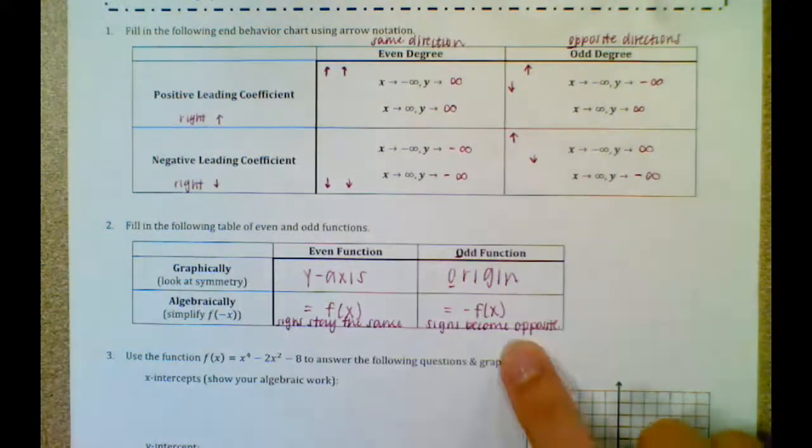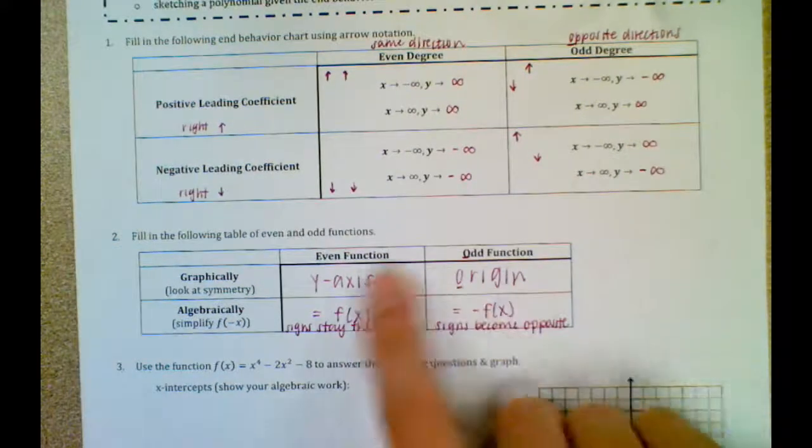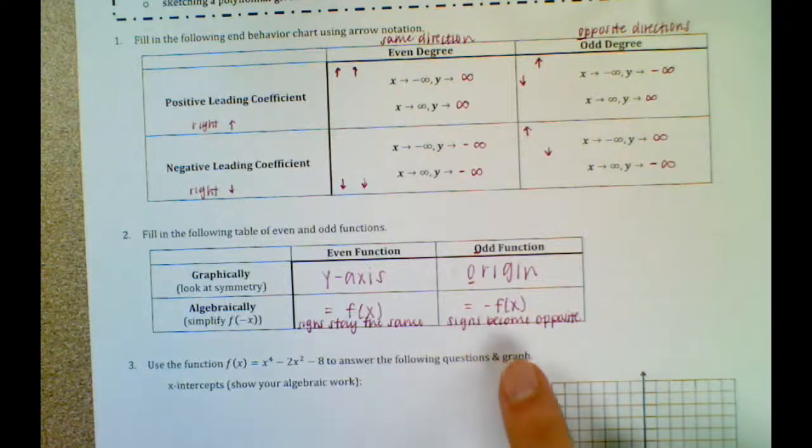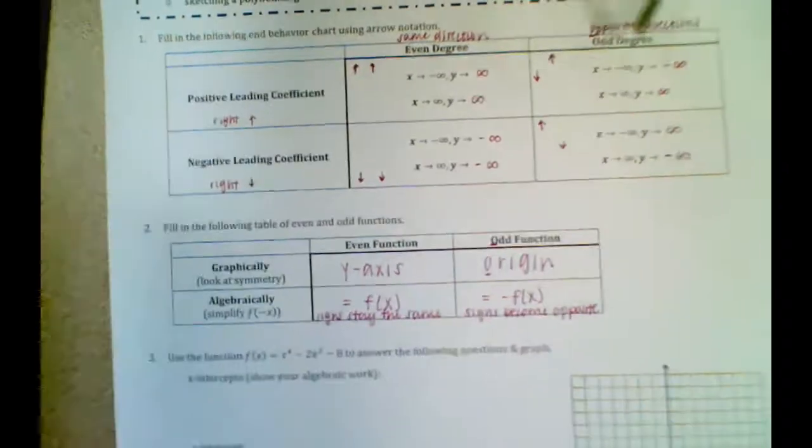Again, odd, opposite. If there's no symmetry, it's neither. And if some of the signs change and some of them don't, it would be neither as well. All right, so let's do an example down here.